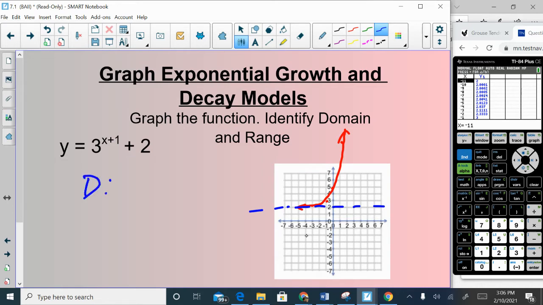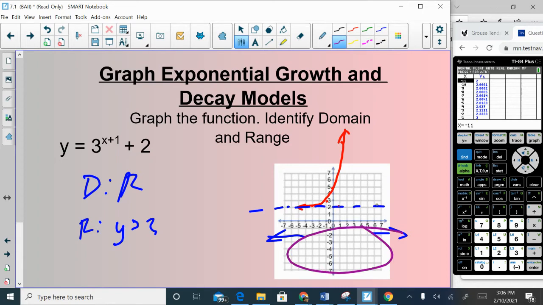Its domain, it goes forever to the left and forever to the right. We know its domain is all reals. Its range, however, would be y values this time greater than 2. It never achieves any y values down here, but achieves every y value from just above 2 and above.